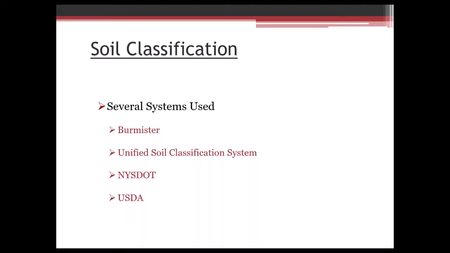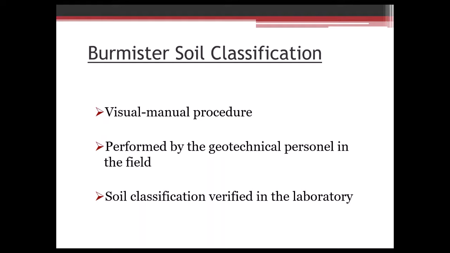So when we start talking about soil classification systems, there's a whole slew of them out there. Your 2 most common, though, are Burmeister and unified soil classification systems. The DOT does have one, although they're getting away from it a little bit. They're using more unified or Burmeister. And then the USDA system is actually becoming more popular because of some of the stormwater manuals referencing that. And that's a USDA system that they have. We'll talk a little bit about the Burmeister and the unified system, not so much the other ones in this presentation.